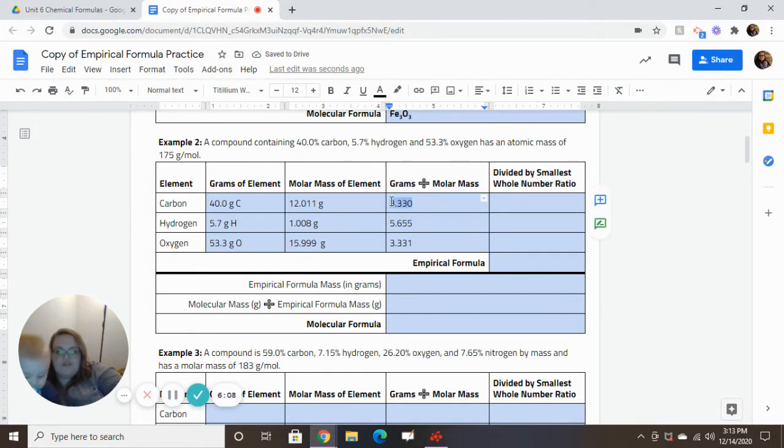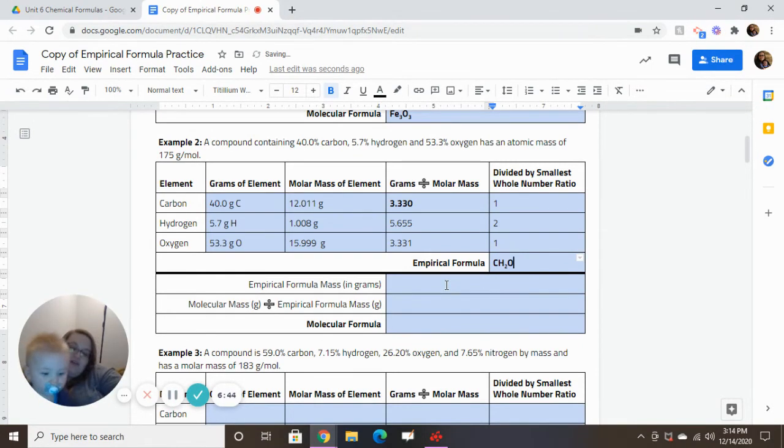My smallest one is this first one this time, so I'm going to get 1 for the first one. Then I have 5.655 divided by 3.330. That's going to give me 1.69, which will round to 2. And then 3.331 divided by 3.330 is 1. So my empirical formula for this one is going to be 1 carbon, 2 hydrogen, 1 oxygen, CH2O.